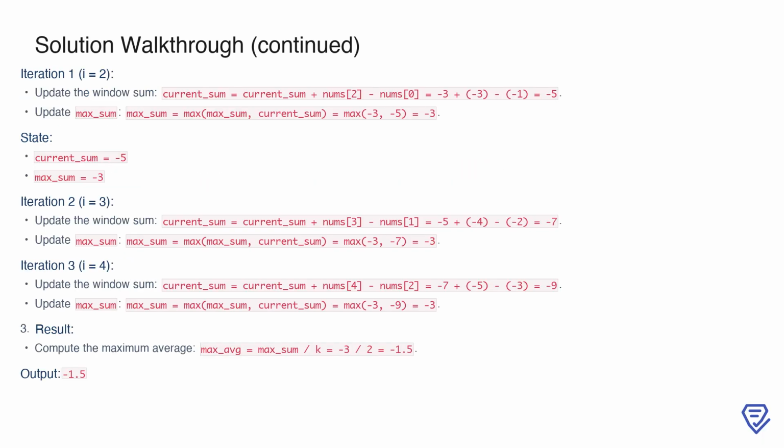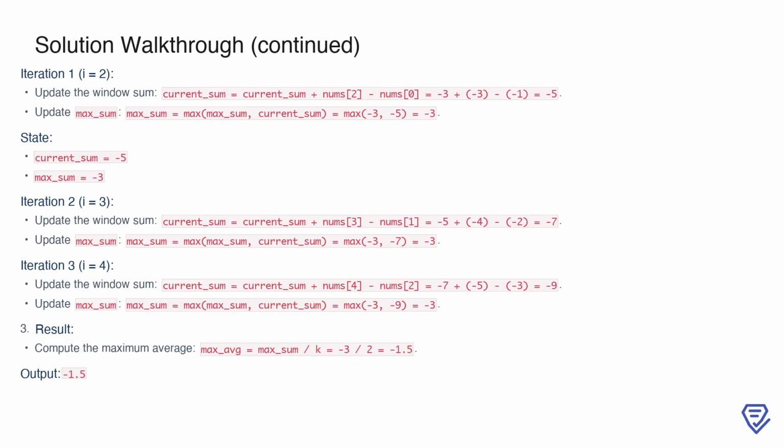For the subarray ending at index 2, we update the current_sum by adding -3 and removing -1. This gives current_sum equals -3 plus -3, minus -1, equals -5. Comparing this with max_sum, we see that max_sum remains -3 because it is greater than -5. Next, for the subarray ending at index 3, we add -4 and remove -2, resulting in current_sum equals -5 plus -4, minus -2, equals -7. Again, max_sum stays -3.